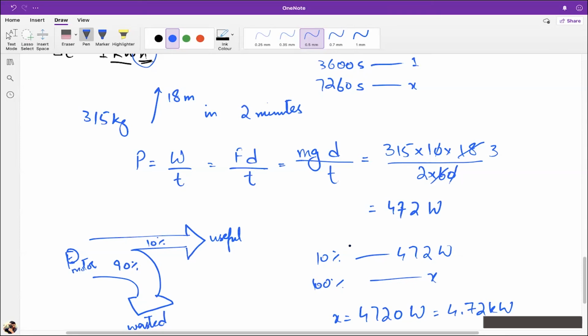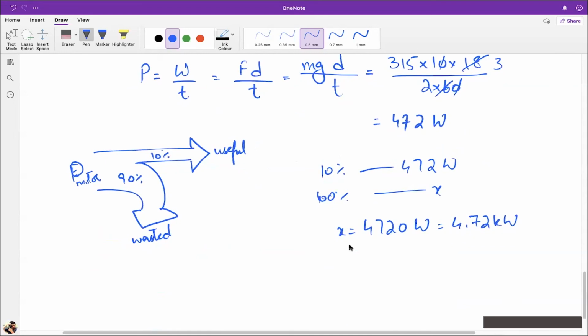We talked about efficiency. Efficiency is how much useful output you have. If it's in terms of power, that is useful power compared to the total power. If you have it in terms of energy, then it is the useful energy compared to the total energy that it had. So this motor, for example, was taking 4.72 kilowatts every second. It was taking 4.72 thousand joules, but only 10% was being useful.